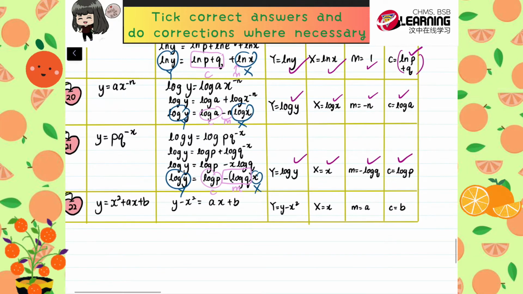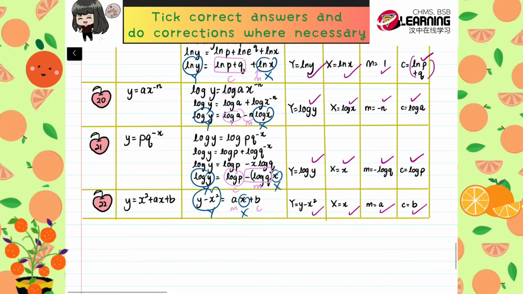And then question 22 is the easiest one. You just need to move the X squared to the other side. So this is your big Y, big X, and then M and C. Please tick your answer. Okay, that's all for this, and I have finished recapping what we learned in the previous lesson. Please tick and mark.